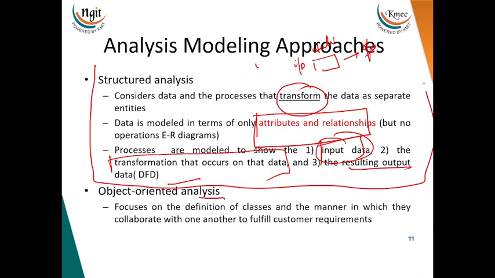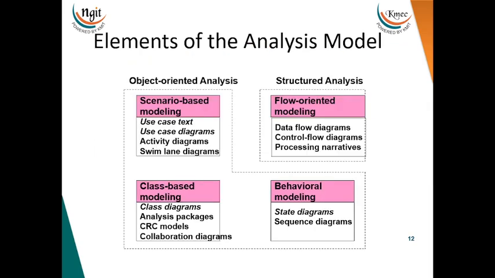We are not bothered about the entities approach and everything. We are going to give you the concept of attributes and relationships: what is the input, what is the output when some data is going. Now the elements of the analysis model: object oriented analysis, scenario based modeling, use case diagram, activity diagram, swim lane diagram, flow oriented model, data flow diagram, control flow diagram, process netting, class based diagram. We are going to see all this in unit 4.